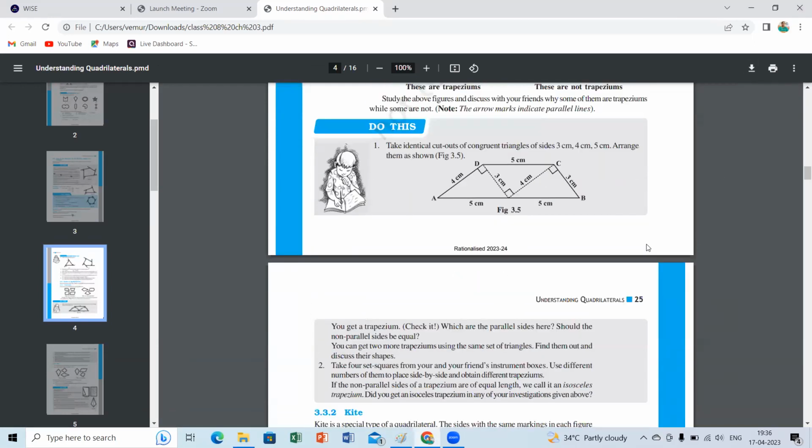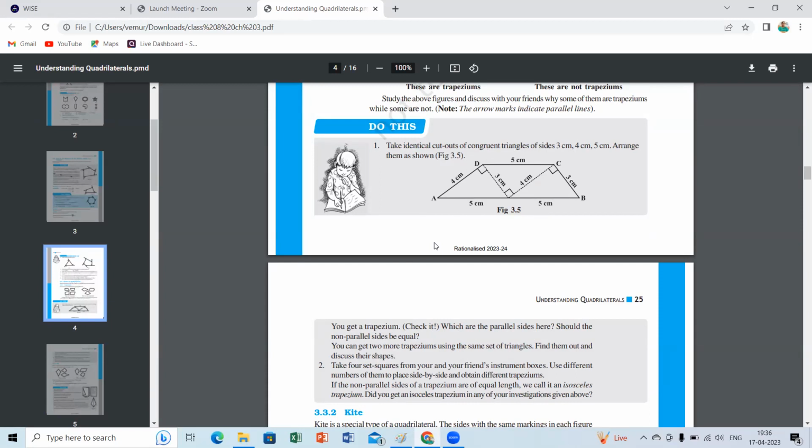Now there is another question here. Arrange the identical triangles as shown in the figure. You get a trapezium. You have to check which are the parallel sides here, and whether the non-parallel sides are equal or not. What are the non-parallel sides, children? By looking at the figure, what are the parallel sides?